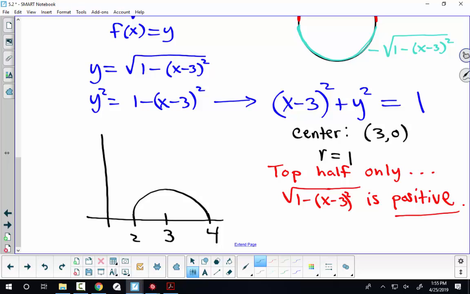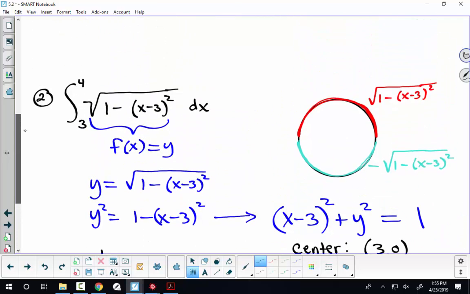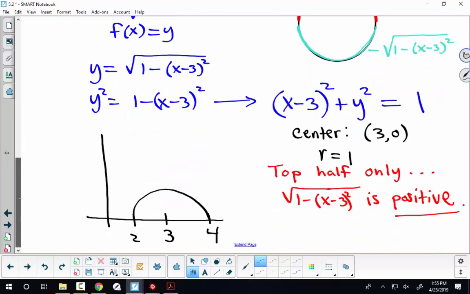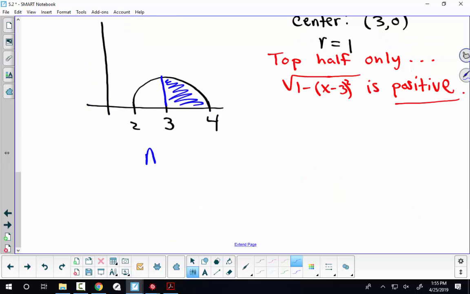So now we know what equation we're actually dealing with in front of the integral. You have to go back to the integral because it says the domain or the bounds are only from 3 to 4. So the area that we're looking at is this area here. So that area is only 1/4 of the circle. So 1/4 the area of a circle.